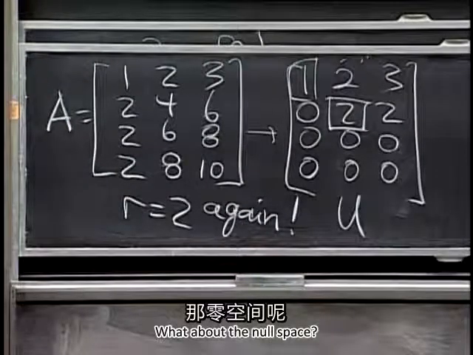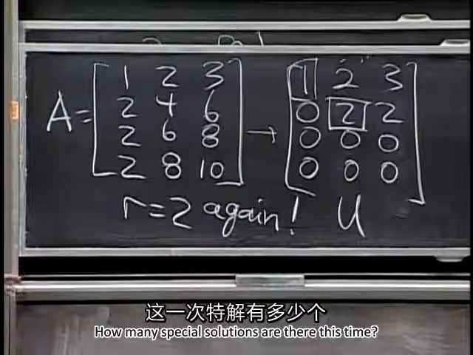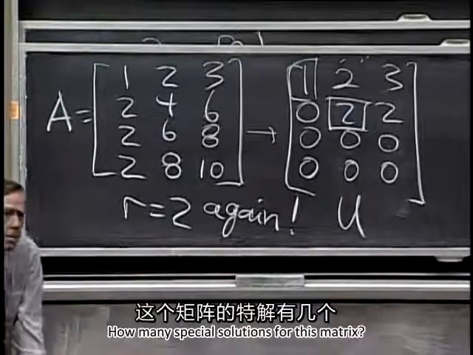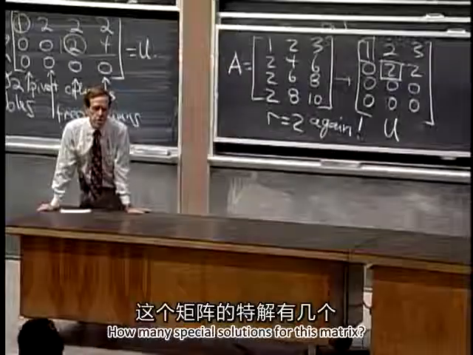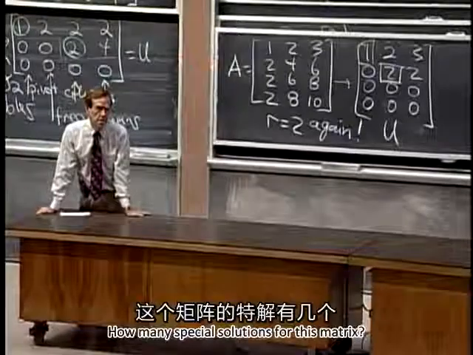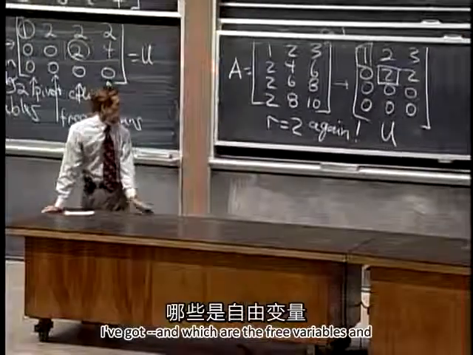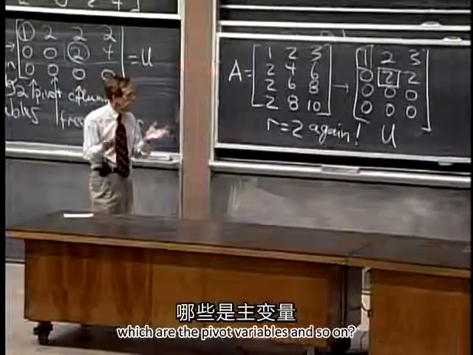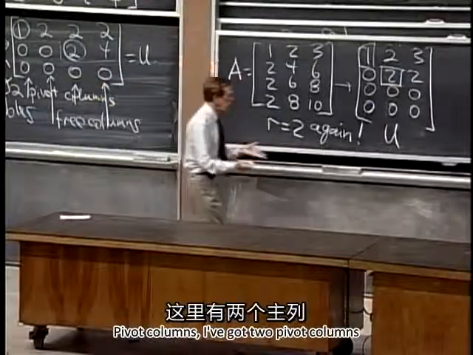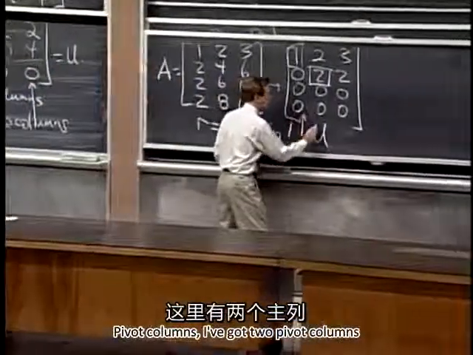What about the null space? How many special solutions are there this time? How many special solutions for this matrix? Which are the free variables and which are the pivot variables and so on? Pivot columns. I've got 2 pivot columns.